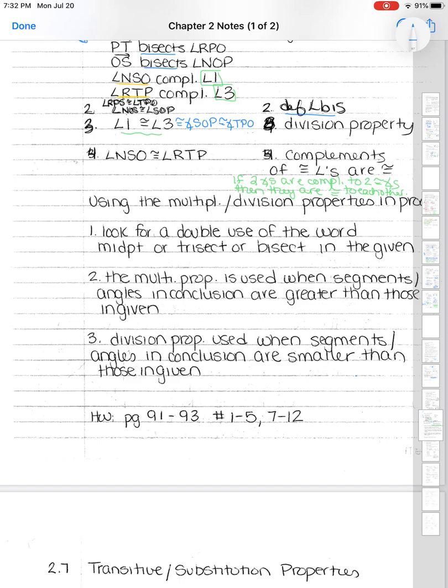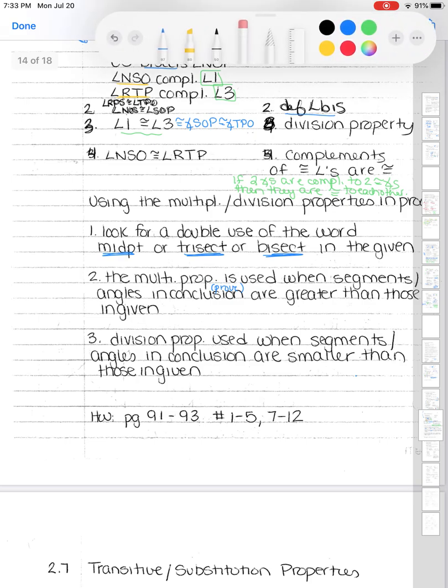The last thing though, I tried to just summarize the multiplication and division so you know when to use it, because a lot of times multiplication gets confused with addition and division gets confused with subtraction. So things you're looking for: the use of the words midpoint, trisect, or bisect. Those are key. Those are the three words: midpoint, trisect, and bisect, because that means splitting into equal parts.